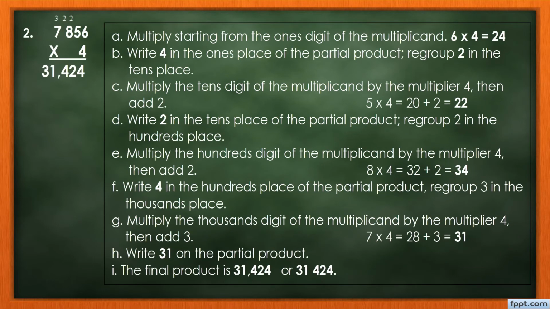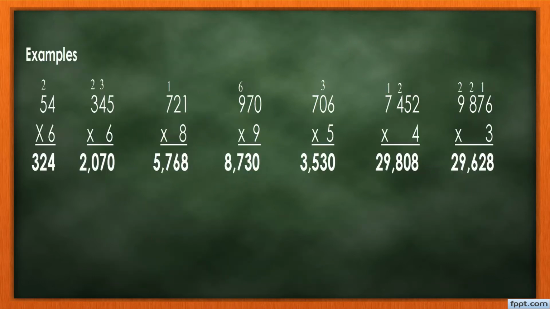Next example is 7,856 multiplied by 4, which is equal to 31,424. Read the steps that I wrote here, and then later, let's have an actual example. You study the examples here. There are 1, 2, 3, 4, 5, 6, 7 examples. So, you analyze them and study.